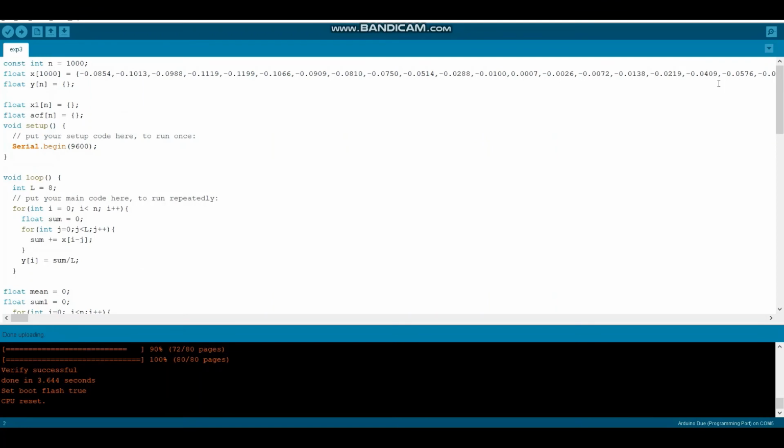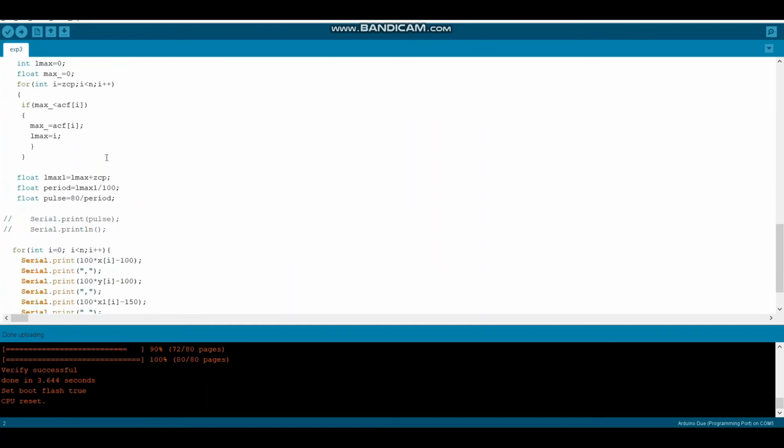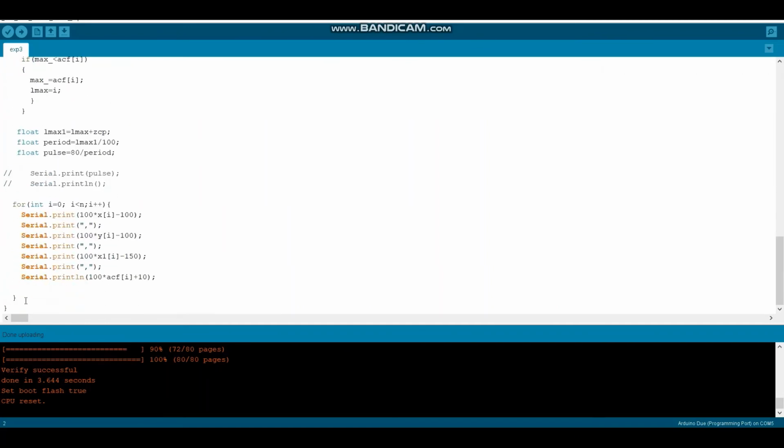So in the second part of the experiment, we are expected to find the pulse from a voice signal which we recorded using the software. So this X array is the voice signal recorded at the rate of 8000 samples per second. We stored it into a float array, and these are the 1000 samples. We are using the same code to find the moving average filter, the autocorrelation function, and all the outputs. So using the same code, we will first see the waveforms.